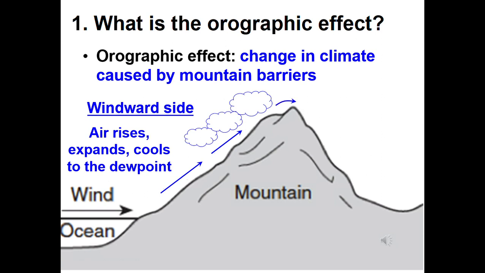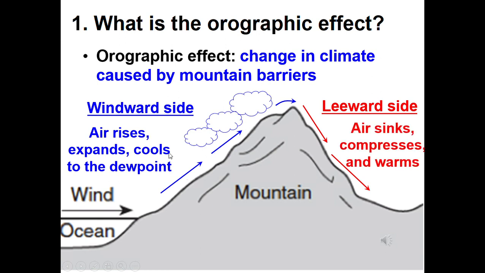Now, as the air travels over to the top, and then it's going to start to go down, you're on what's called the leeward side. Basically the exact opposite happens. The opposite of rising is sinking. The opposite of expanding is compressing. The opposite of cooling is warming. And that's what happens. The air sinks, compresses, and warms, and you'll notice there are no clouds on this side. Most of the water vapor was wrung out of the air on the other side with the rain, so this side is basically the opposite.